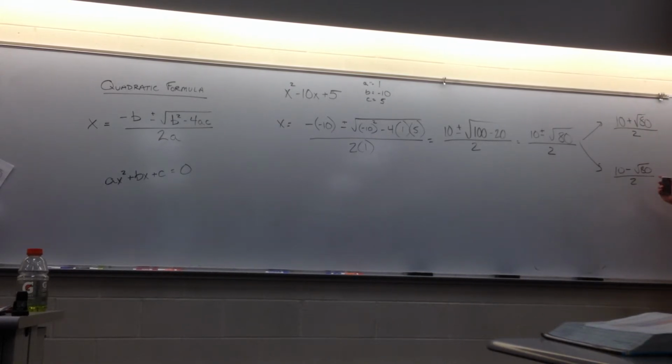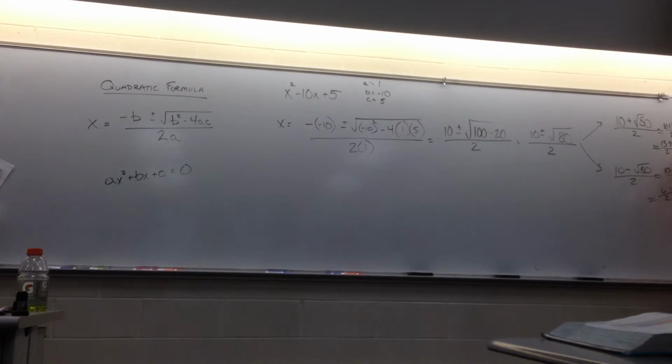This and this. Okay? But if we want to approximate something, I can figure out the square root of 80 is about 3.94. Okay? Or we'll call it 3.9. So this is about 10 plus 3.9 over 2. And this is about 10 minus 3.9 over 2. Or 13.9 over 2 and 6.1 over 2, about.